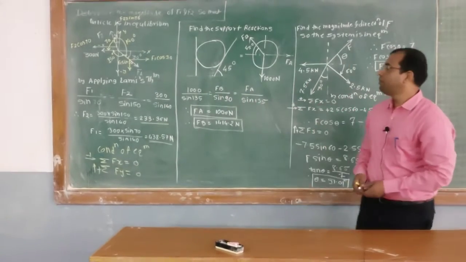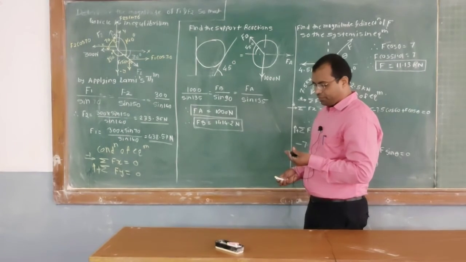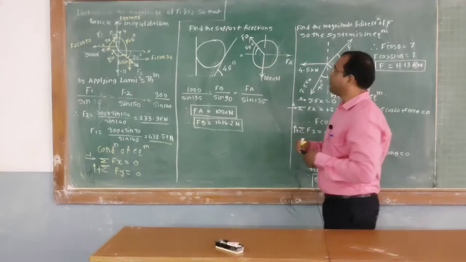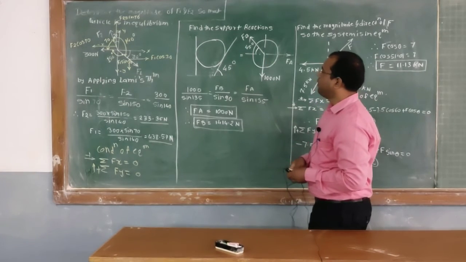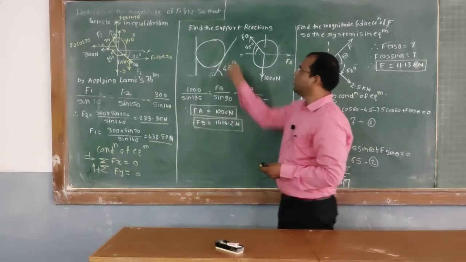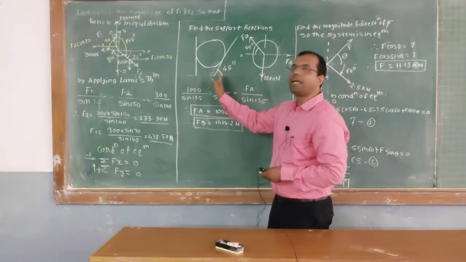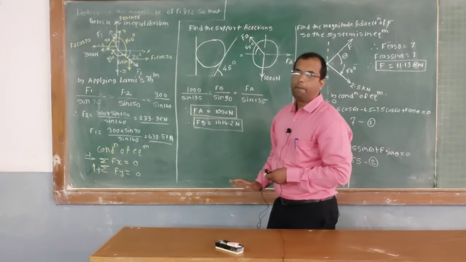So what is the next problem given? In the next problem, we have to find out the support reactions. There is one sphere which is resting against two walls. One wall is inclined at an angle of 45 degrees and one wall is truly vertical.